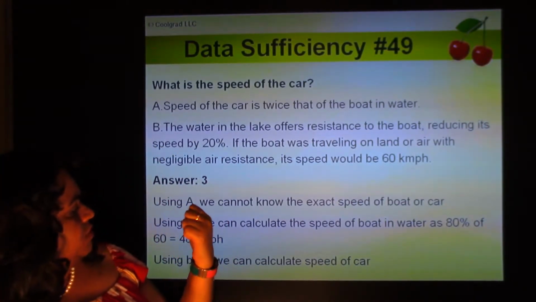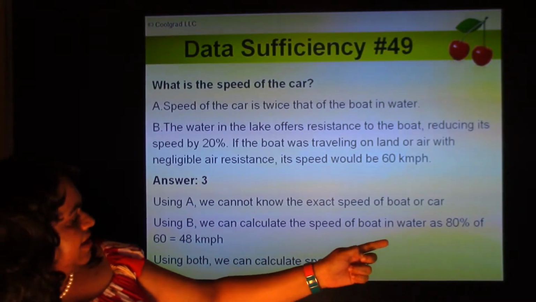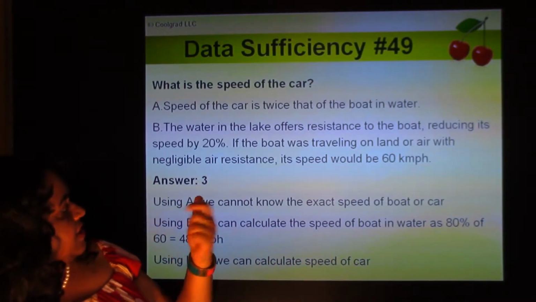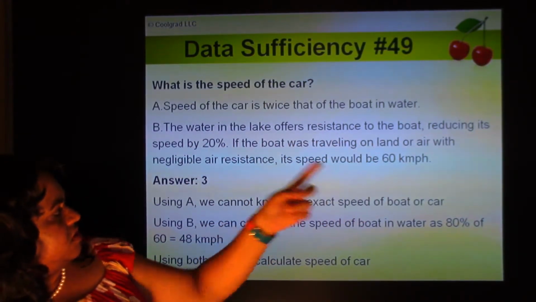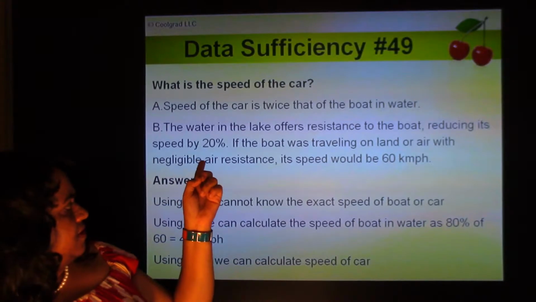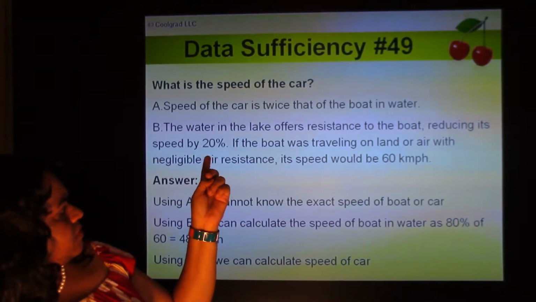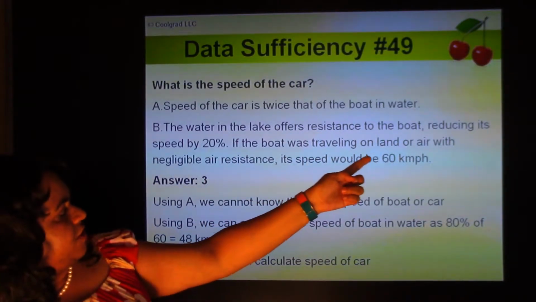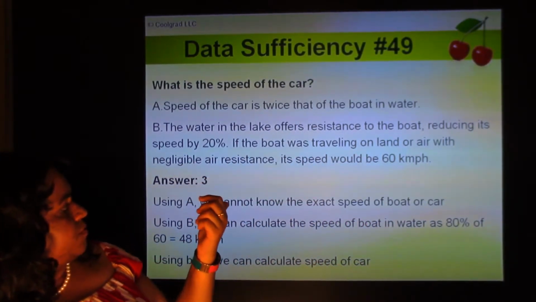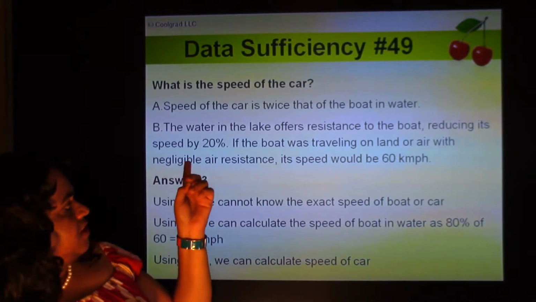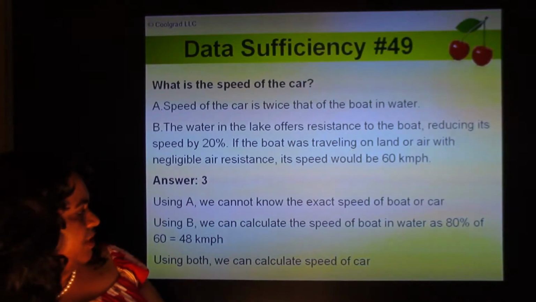Using statement B alone, we can calculate the speed of the boat in water as 80% of 60. So the water in the lake offers resistance to the boat, reducing its speed by 20%. So if the boat was traveling on land, its speed would be 60 kilometers per hour. But if the boat was in water, it's reduced by 20%. So it will be 80% of 60. That's 48 kilometers per hour.